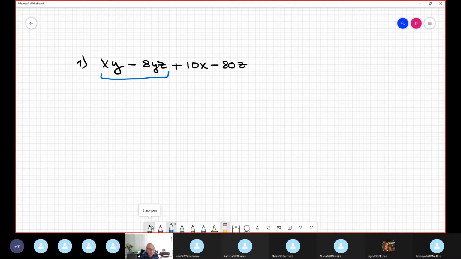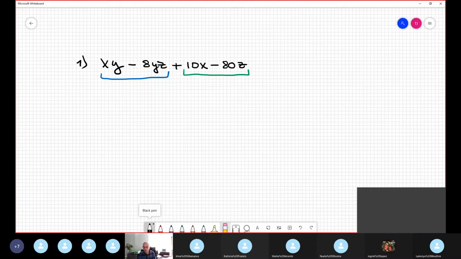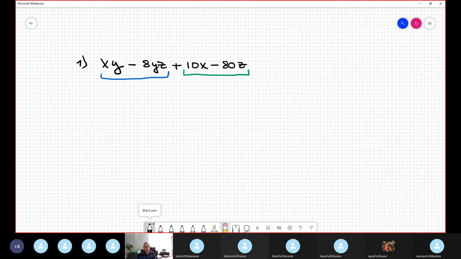How do you know it's grouping? What is the clue that gives us information that we are doing factorization by grouping? 1, 2, 3, 4. When there are 4 terms, it is grouping, always. And you try to do your best. What is the GCF in the first couple? What is the GCF in the second couple?